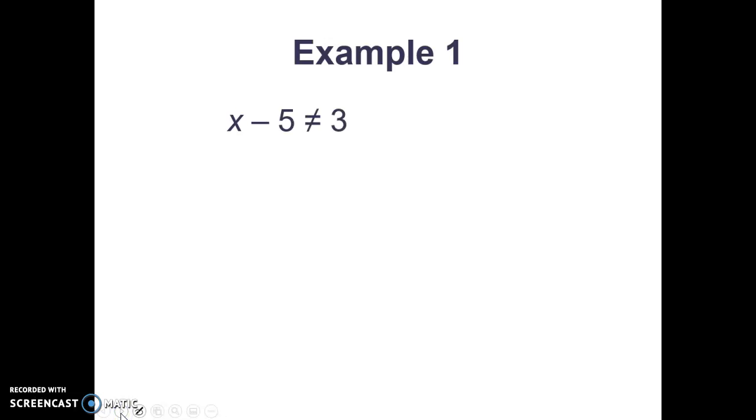X minus 5 is not equal to 3. Just like when solving an equation, we said it works for all 5 of our inequality symbols. We want to isolate this variable. Well, right now it's having 5 subtracted from it, and the way we get rid of a negative 5 is with a positive 5. If we put positive 5 on the left, we also need to put positive 5 on the right. And x minus 5 plus 5 is just x.